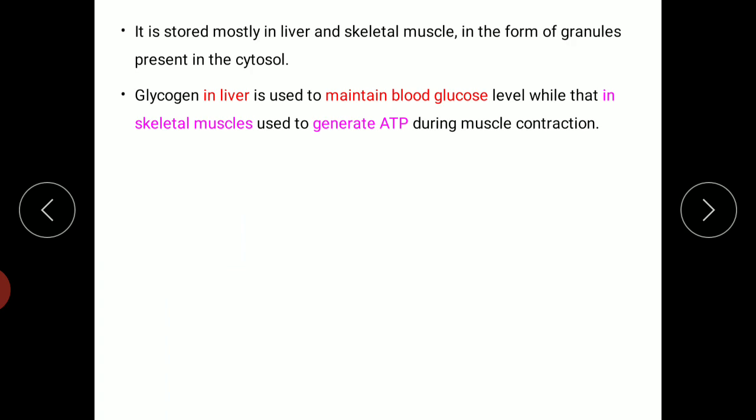Glycogen in liver is used for maintaining blood glucose level, while that in skeletal muscles is used for generating ATP during muscle contraction. What we should understand from this is that the largest amount of glycogen is present in skeletal muscles.